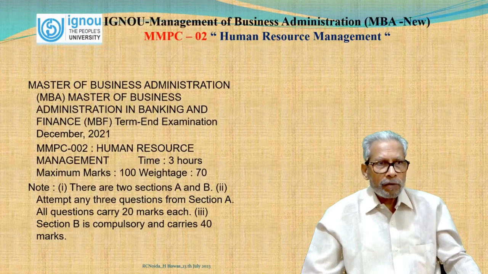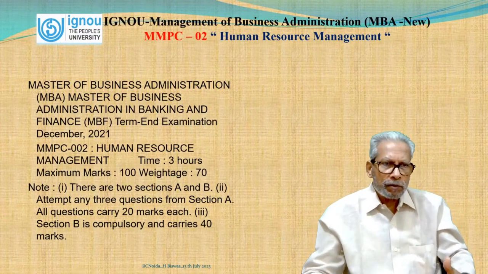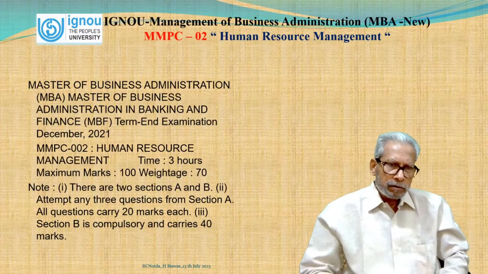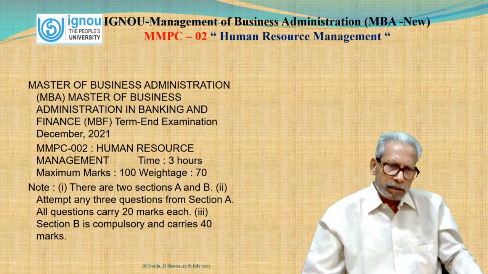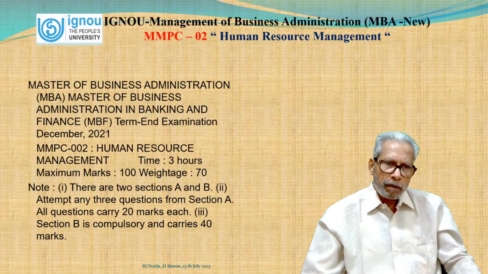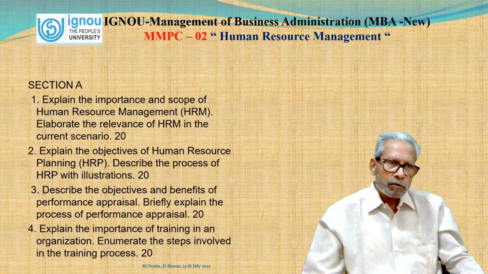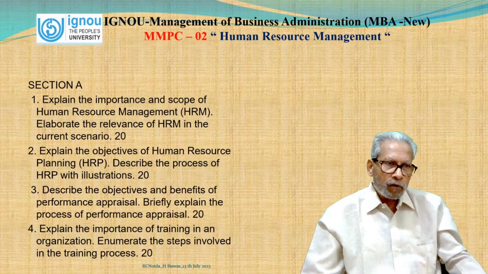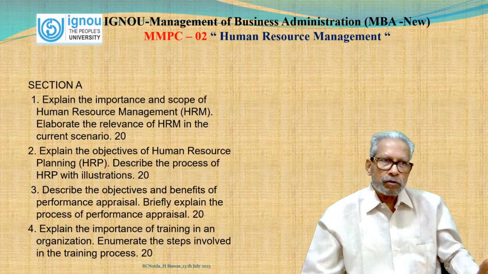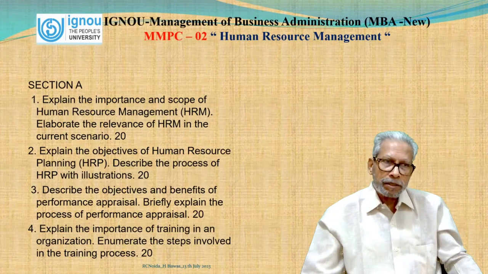Now here I am trying to emphasize some of the question patterns. There are two sections, as you know, section A and section B. You have to attend some of the questions in A and B. Part B is the case study, normally given. In section A, there are maybe 5 questions, all 20 marks each. So 3 questions you have to attend from section A, and you have to elaborate the things.